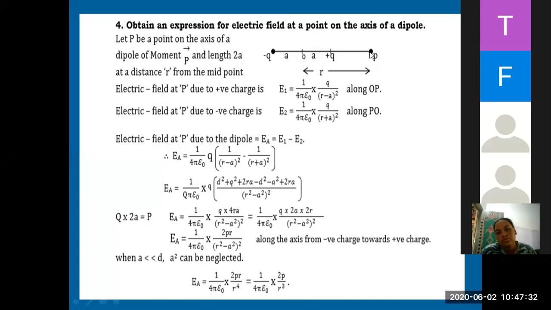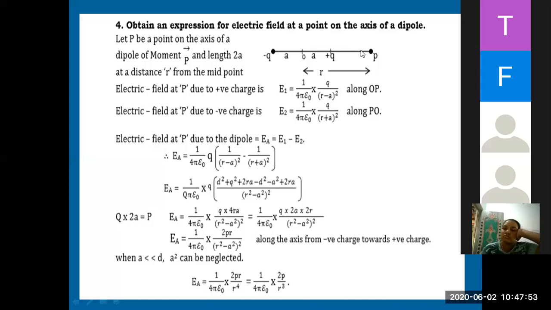And one more point P we are considering, which is at a distance small r from the center of the dipole. Keep it clear. P is a point at a distance small r from the center of your dipole. So this is your diagram. Since we are drawing it in a horizontal line, I call this as axis.